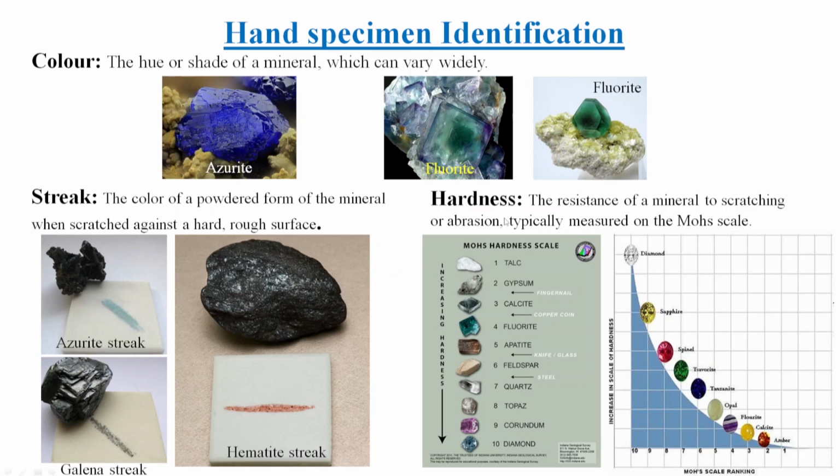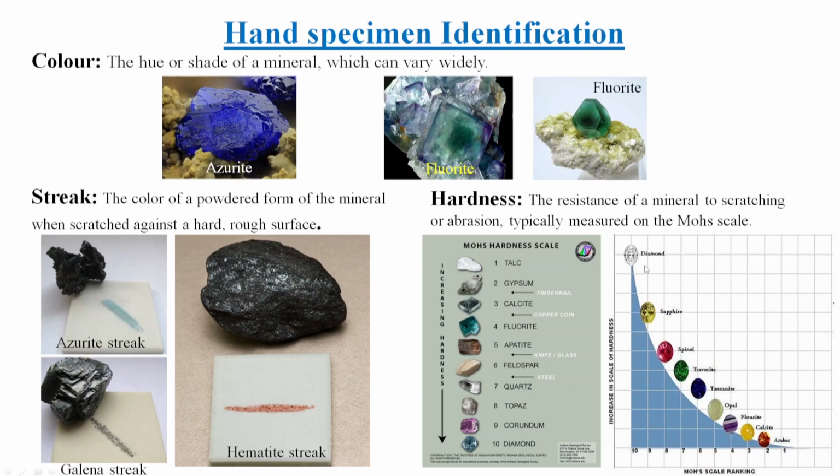Then comes your hardness, the resistance of a mineral to scratching or abrasion, typically measured on the Mohs scale, that has been designed by Frederick Mohs. Remember this is not an absolute scale, this is actually a relative scale with different minerals, starting with the relative hardness of 1, that is represented by talc. Then you have second gypsum, third is calcite, fourth fluorite, fifth apatite, sixth is feldspar, seventh is quartz, eighth is topaz, ninth is corundum, and obviously the hardest one, that is diamond.